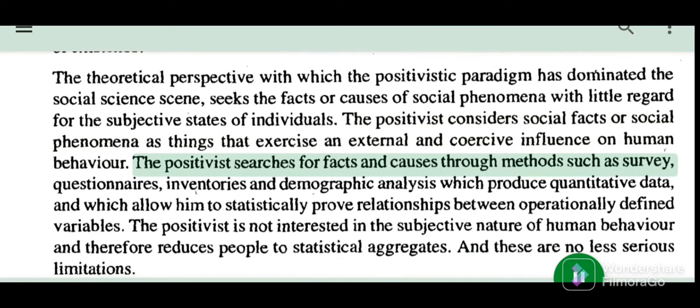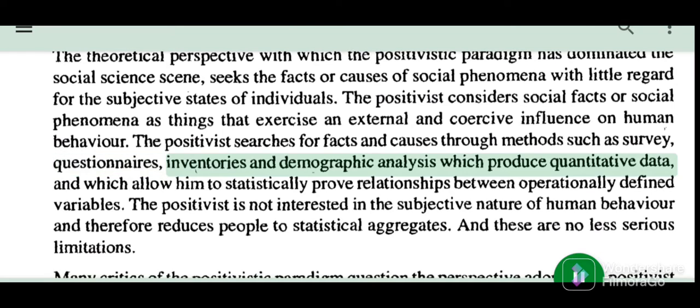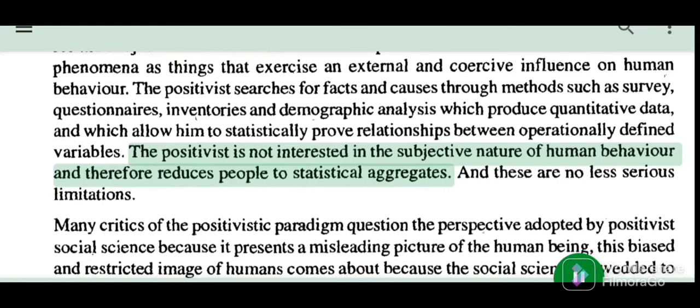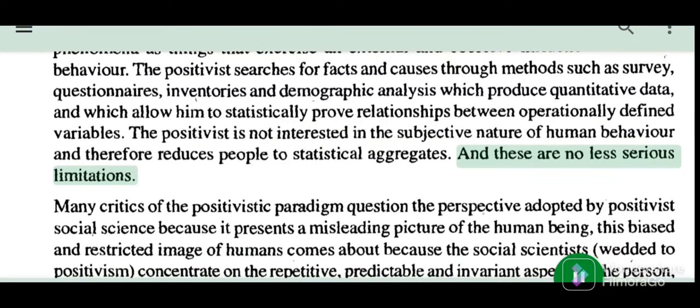The positivist searches for facts and causes through methods such as surveys, questionnaires, inventories and demographic analysis, which produce quantitative data and allow him to statistically prove relationships between operationally defined variables. The positivist is not interested in the subjective nature of human behavior and therefore reduces people to statistical aggregates. And these are no less serious limitations.